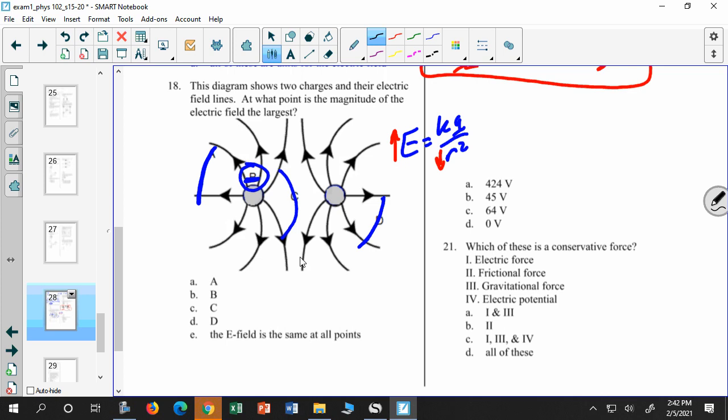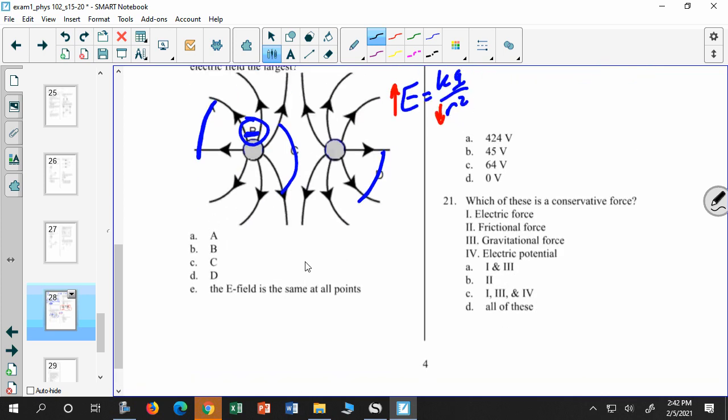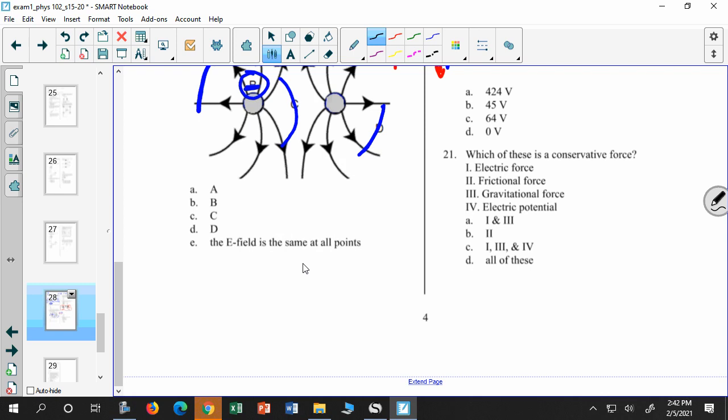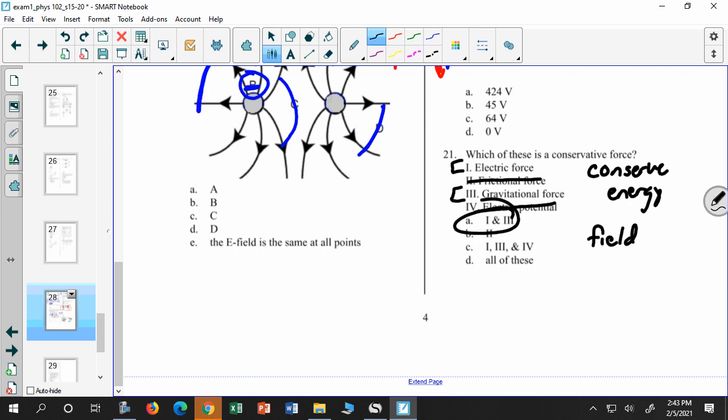All right. What about 21? Oh, which of these is a conservative force? Remember, conservative forces conserve energy. This is in the notes. We haven't talked about this in a while. Conserve energy. Those are all field forces. An electric force is a field force, and a gravitational force is a field force. A frictional force is not a field force. It loses energy. And electric potential is just not a force at all. So it's only 1 and 3. All right.